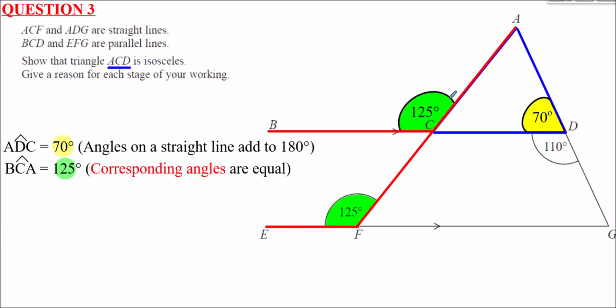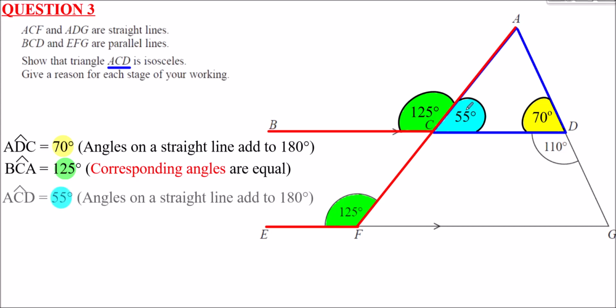Next, we have another straight line here, BCD. And because we're interested in this triangle ACD, it benefits to work out this one here. Angles on a straight line add to 180, so this one will be 180 take away 125, which gives 55 degrees. So this angle in blue, 55 degrees, put the reason. ACD, because it goes from A to C, then to D, is 55, and that's because angles on a straight line add up to 180 degrees.